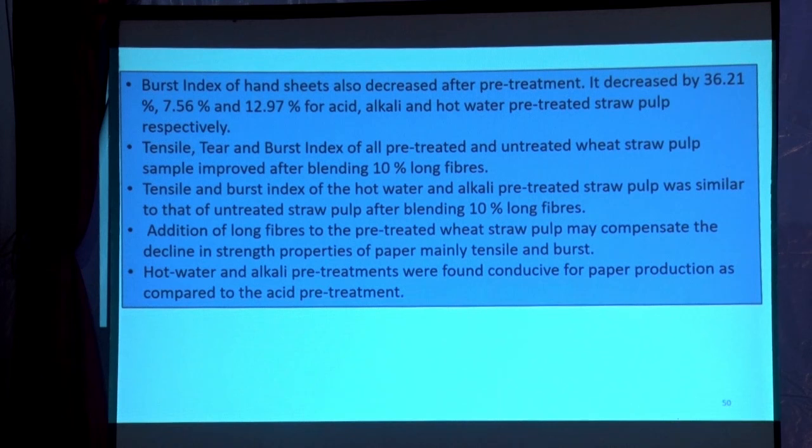The tensile and burst index of hot water and alkali pre-treated straw samples was similar to that of untreated straw sample after blending 10% long fiber. Addition of long fibers to the pre-treated wheat straw pulp may compensate the declining strength properties of paper, mainly tensile and burst. The hot water and alkali pre-treatment was found conducive for paper production as compared to the acid pre-treatment.